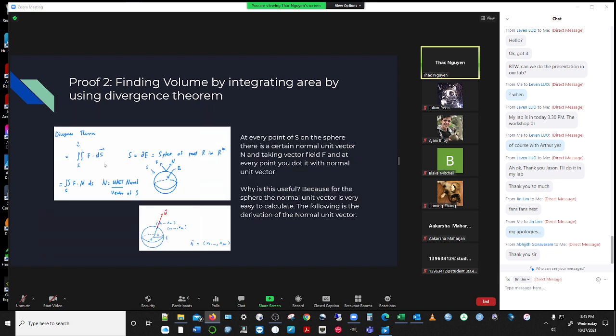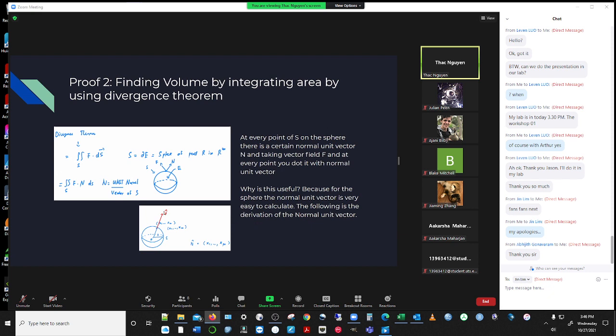And the divergence theorem then converts into the double integration over S of F dS, where S, the boundary of E, is a sphere of radius R in Rm. This then turns into the double integration over S of F dot n, where n is the unit normal vector of S. So at every point of S on the sphere, there's a normal unit vector, and we take the vector field F at every point dotted with the normal unit vector. And why is this useful? Because for the sphere, the normal unit vector is very easy to calculate.